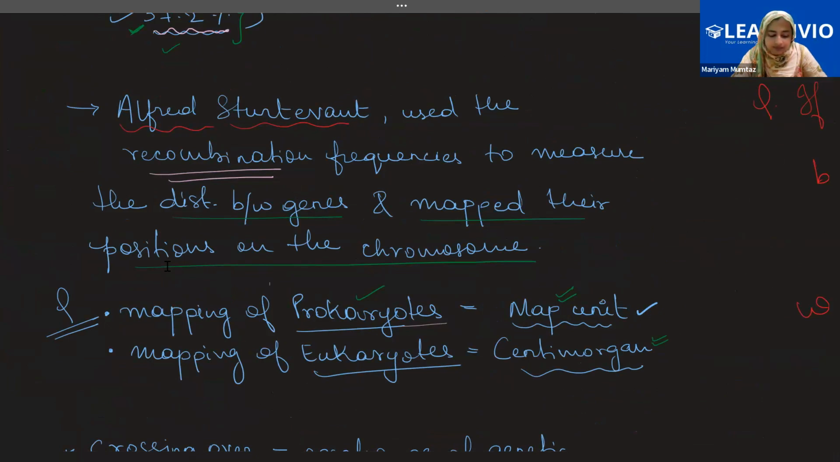Ma'am had asked, the frequency of a parental form is higher than 25% in a dihybrid cross. What does that indicate about the two genes? The frequency of a parental form is higher than 25% in a dihybrid cross. What does that indicate about the two genes?